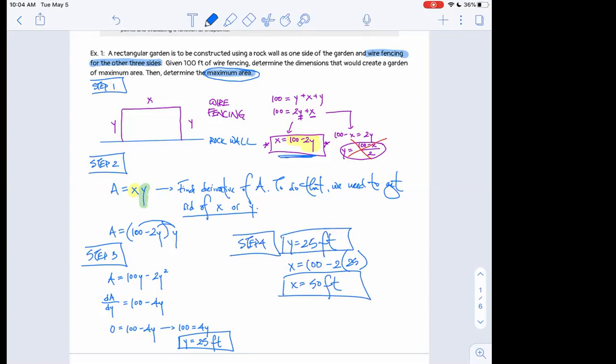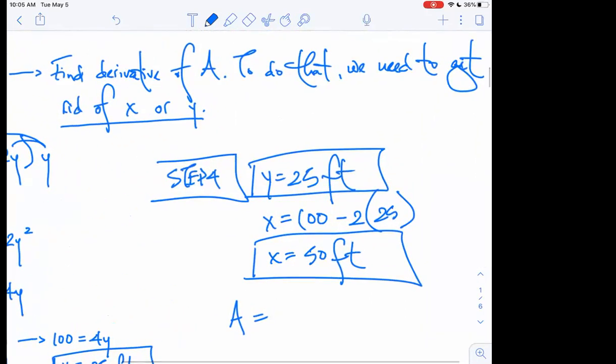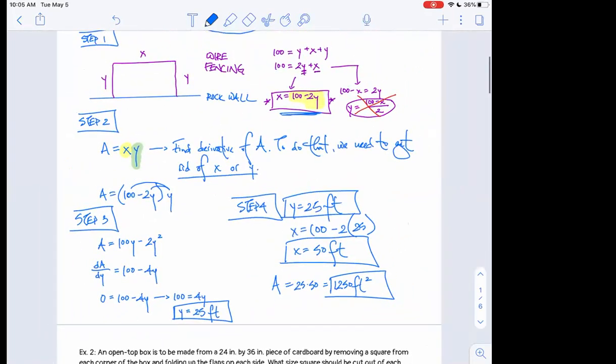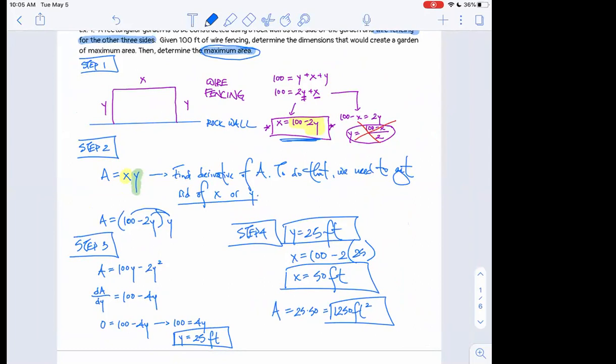There's a last part that says, then determine the maximum area. So they want me to find the area. Which equation can I use to help me find the area here? X times y. So I'm going to take 25 times 50, and when I multiply that out, I should get 1250 feet squared. This is our first example of optimization.